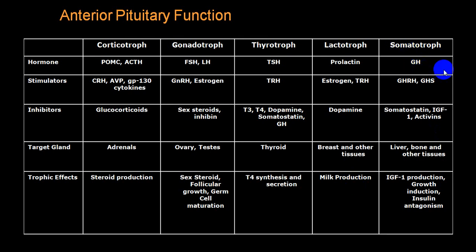Somatotropes, that is growth hormone, is stimulated by growth hormone releasing factor or growth hormone stimulator. It is inhibited by somatostatin and IGF-1, activins. It will act on target organs, that is liver, bone, muscles, etc. And it will produce IGF-1 for growth induction, insulin antagonism, etc. So these are the different effects of this particular hormone on those target glands together.